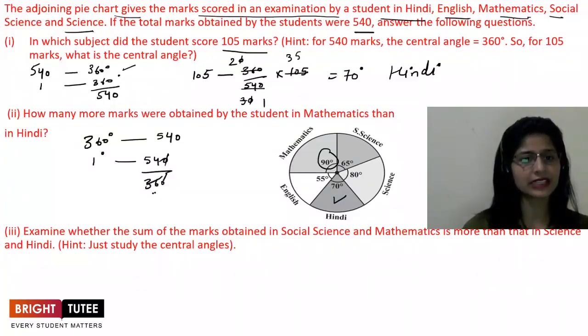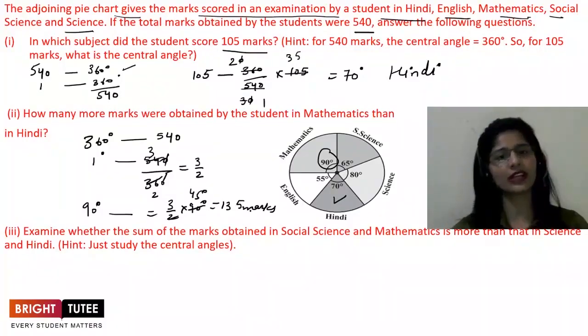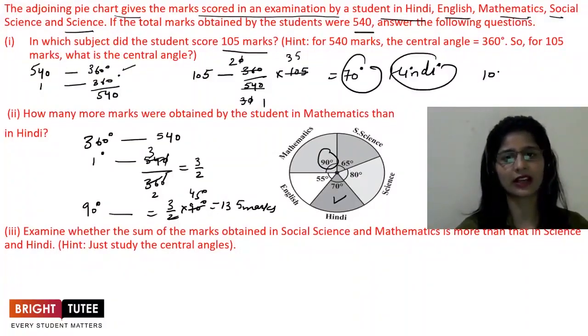If we cancel it is 2 and 18 3s, it is 3 upon 2. Then we have to calculate for how many degrees. We see mathematics it is 90 degrees. So for 90 degrees we will have 3 upon 2 multiplied with 90. And when we cancel it we get 45 here. So 3 5s are 15, 3 4s are 12 and 1 3, 135 marks. Right. So for mathematics we got 135 marks, and for Hindi we have already calculated here it is 105 marks.